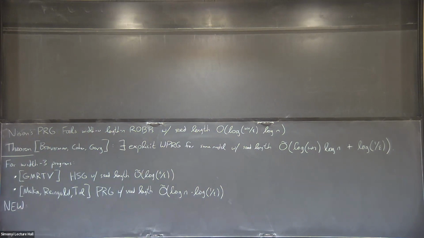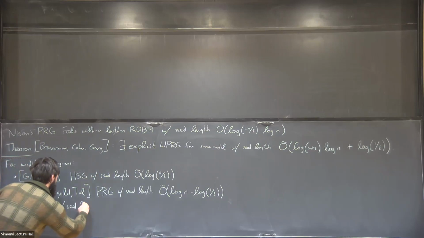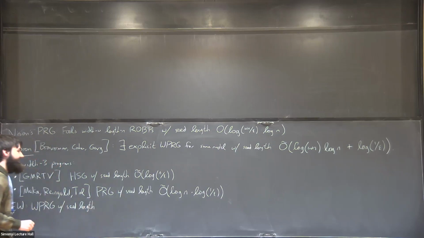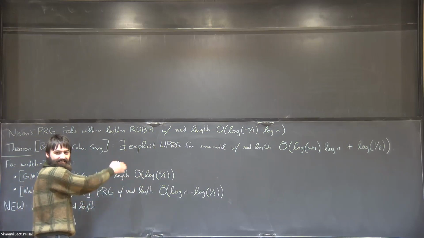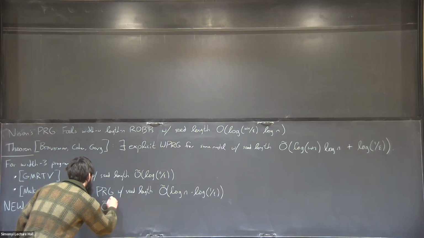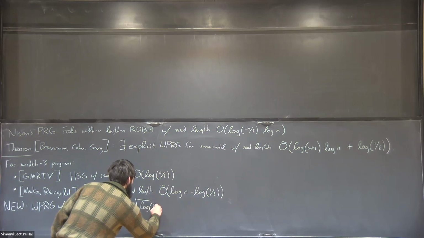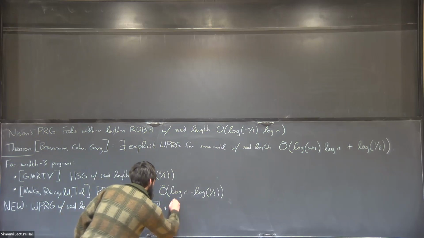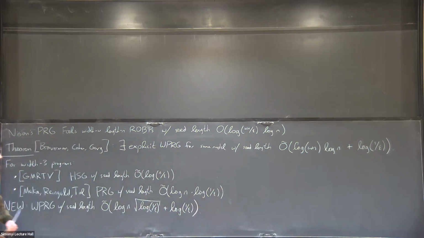Our contribution is a weighted pseudorandom generator. And I wish I could tell you it's optimal, but it's somehow intermediate between these two. The seed length is log n times square root log 1 over epsilon plus log 1 over epsilon. For this work, you should think of epsilon as maybe 1 over n. That's maybe where this is most interesting.